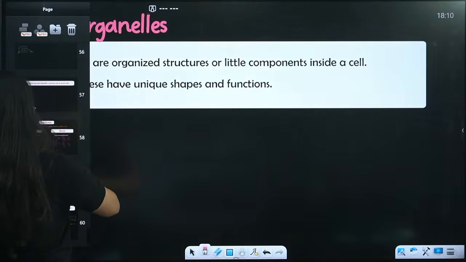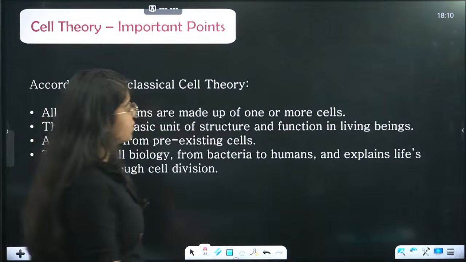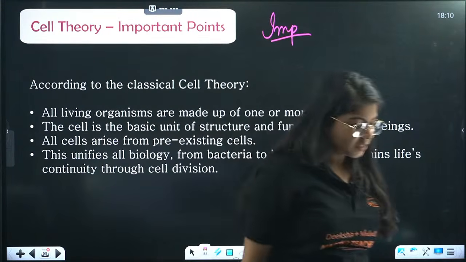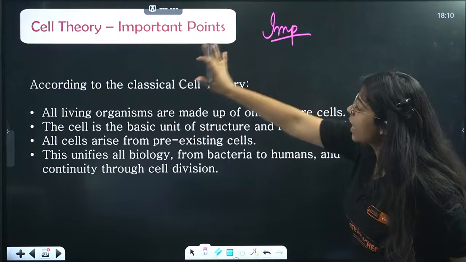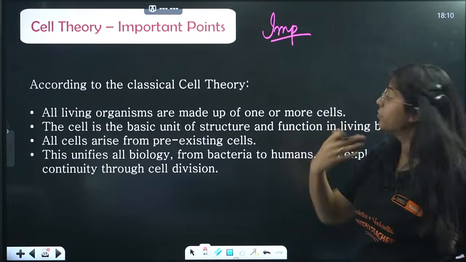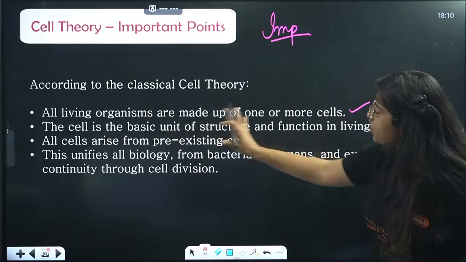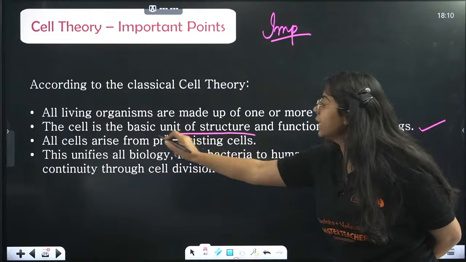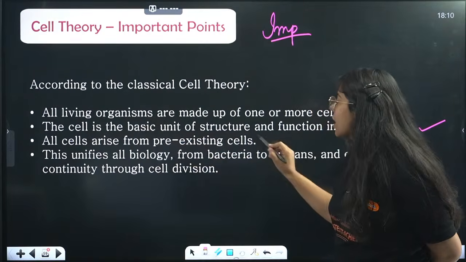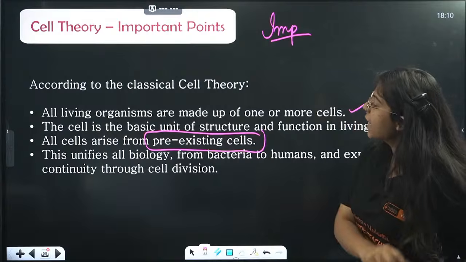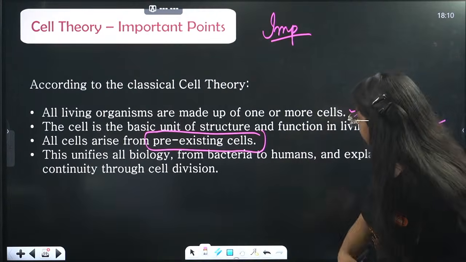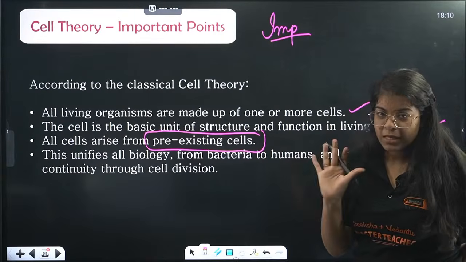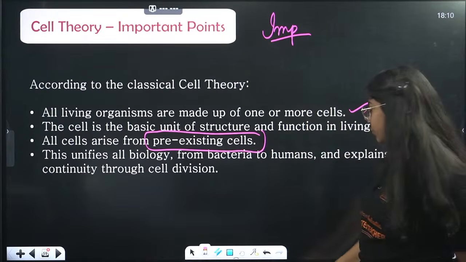Just the last thing, the important points of cell theory. It is very important, they can ask you in the exam. You have to start with: all living organisms are made up of one or more cells. The cell is the basic unit of structure and function in living beings. All cells arise from pre-existing cells. Omnis cellula e cellula. And this unifies all biology from bacteria to humans and explains life's continuity through cell division. These are the important points of your cell theory.